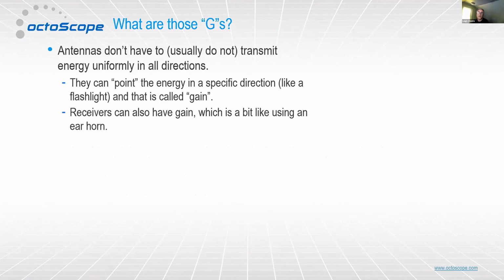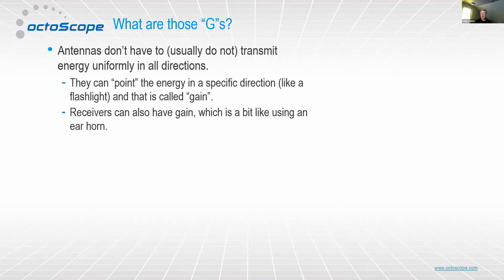So what are all the G's in that last slide? The G's actually refer to gain. So what does that mean? It means that antennas actually don't do what I said typically, right? They don't transmit energy in all directions at the same time, all the time.